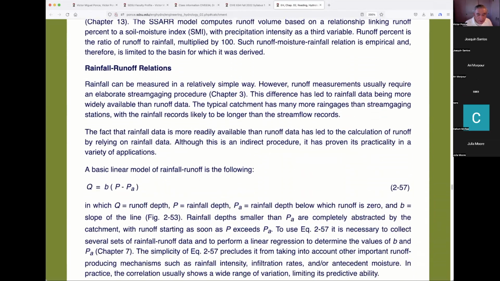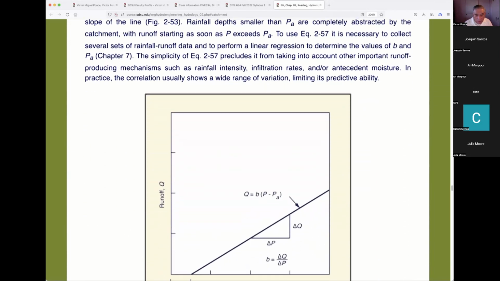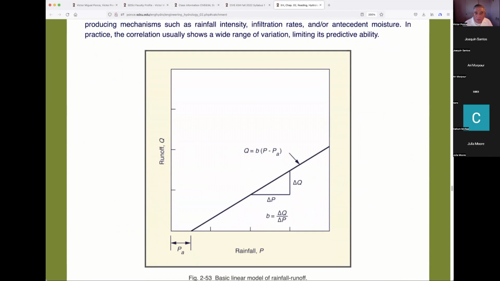Rainfall runoff relations. There's an equation here, 257, which is the precursor of the curve number method. And why did I put it in here? Because I felt that for historical purposes, it was necessary to present first the original idea. That was the original idea, but it didn't work too well because it went like this. Subsequently, Marcus came and said, no, that's not the curve. It should not be a straight line. It should be a curve, and I'm going to figure out what shape the curve should have.